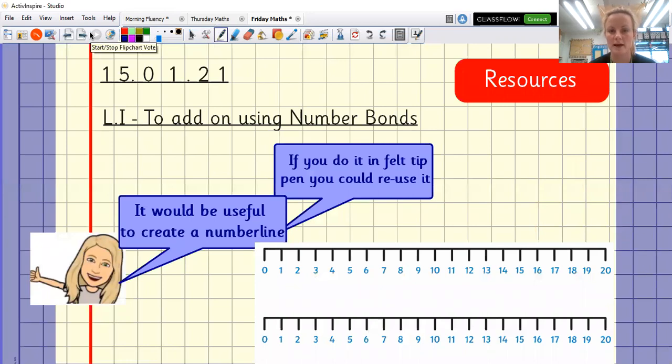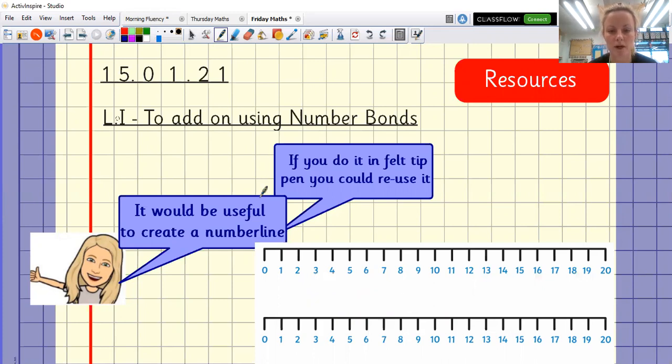Okay, so today you are going to be using number lines. What you could do is draw a number line on a piece of paper, and I would suggest using a felt tip pen. This means that if you use a rubber, you can just rub it out and use it again. So you can reuse it lots of different times. So press pause whilst you're making your number line.